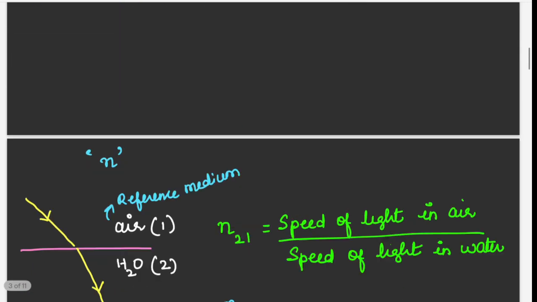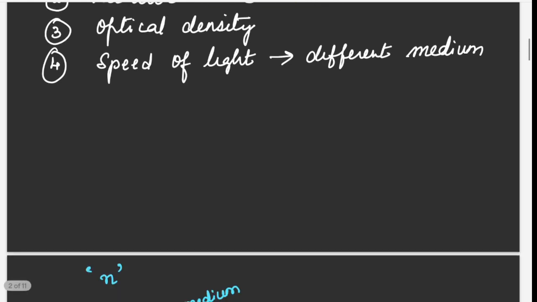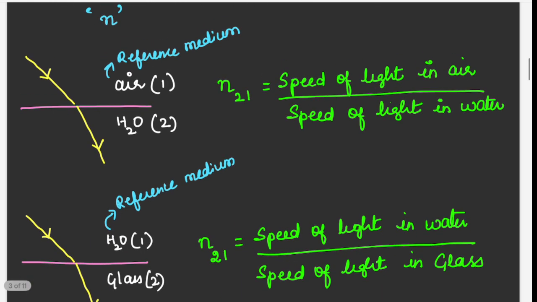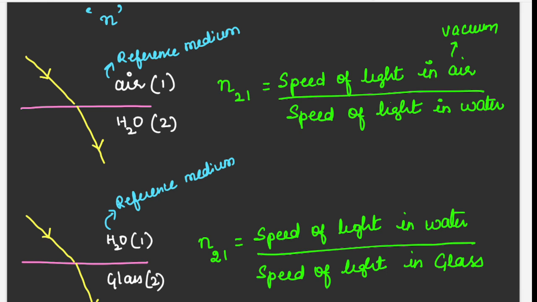Now coming to the first concept, which is absolute refractive index. In absolute refractive index, always in the numerator we have to take air or vacuum. This is fixed. The reference one is fixed. It should be air or vacuum. And the other medium, the second medium, can be anything. Then this is called absolute refractive index. Here you will be writing the equation like this.